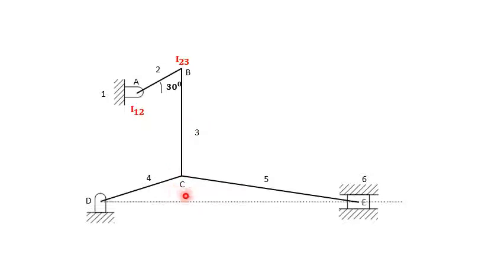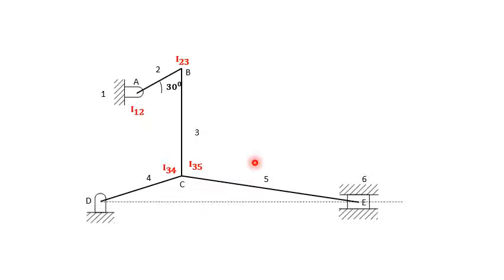So coming to the point C, it is a junction of 3 links, right? So it is a junction of 3 links. Therefore, consider one by one. If we consider the link number 3 and 4, they are pin joint at C. So this is I34, instantaneous center of link 3 and 4.